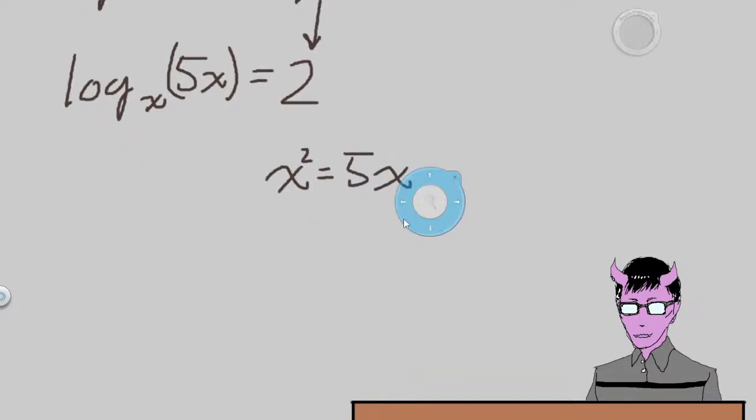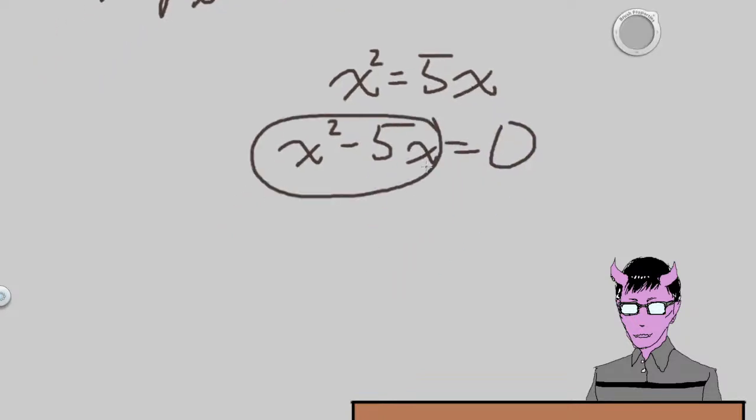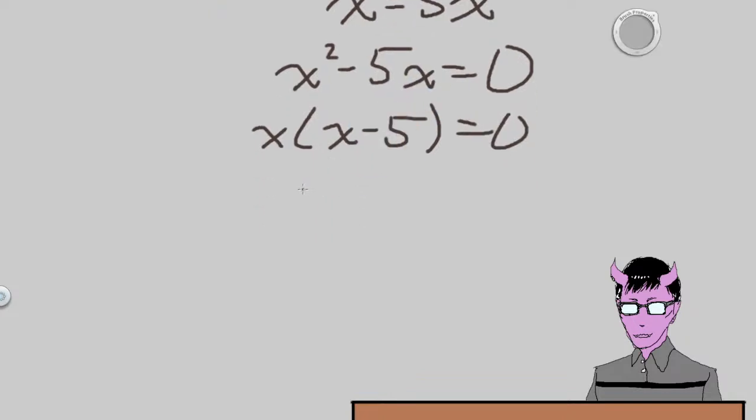So we have the situation here. Best practice is just to move it to the other side. You can technically divide both sides by x. We'll talk about that in a moment, but let's just move it over to that side. So we're going to get x squared minus 5x is equal to 0. Factor this, we're going to get x times x minus 5. Thus, 2 candidates. So we have x is equal to 0 and x is equal to positive 5.